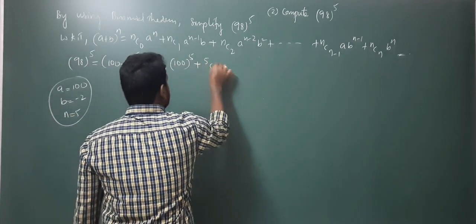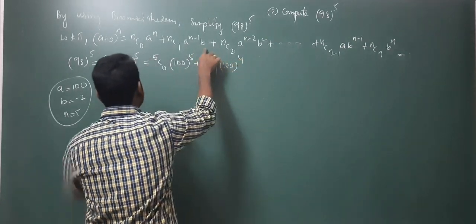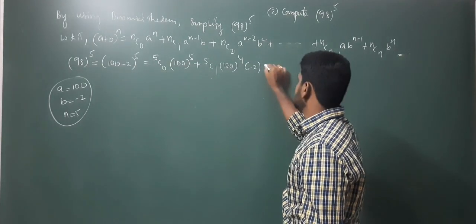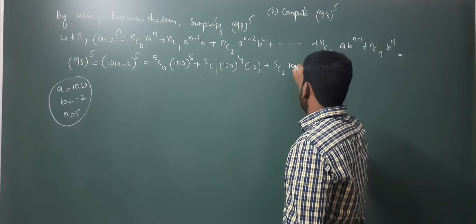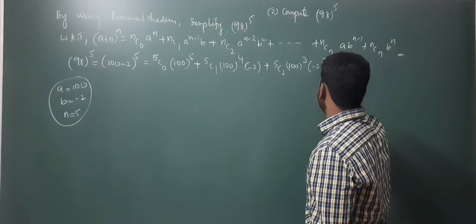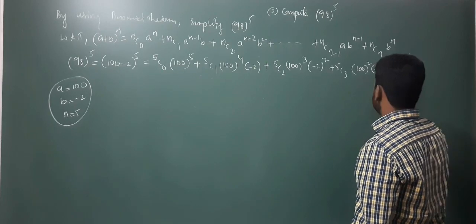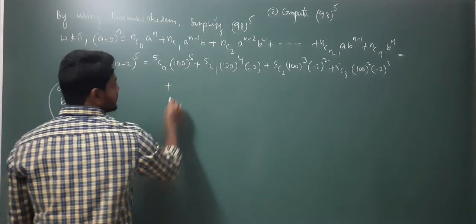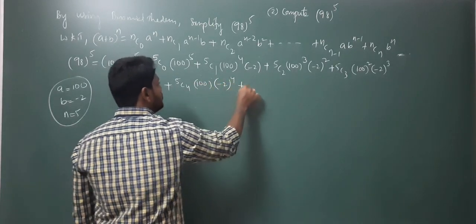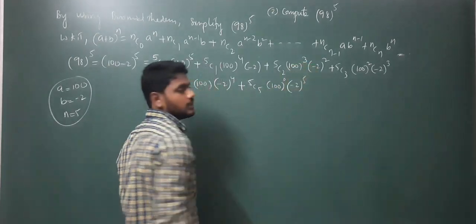Next, nC1, nothing but 5C1, 100 power 5 minus 1, which is 4, into b. What is b? Minus 2. b value is minus 2. Next, plus 5C2, 100 power 5 minus 2 is 3, into (minus 2) whole square, plus 5C3, 100 square into (minus 2) whole cube, plus 5C4, 100 into (minus 2) power 4, plus 5C5, 100 power 0 into (minus 2) power 5.